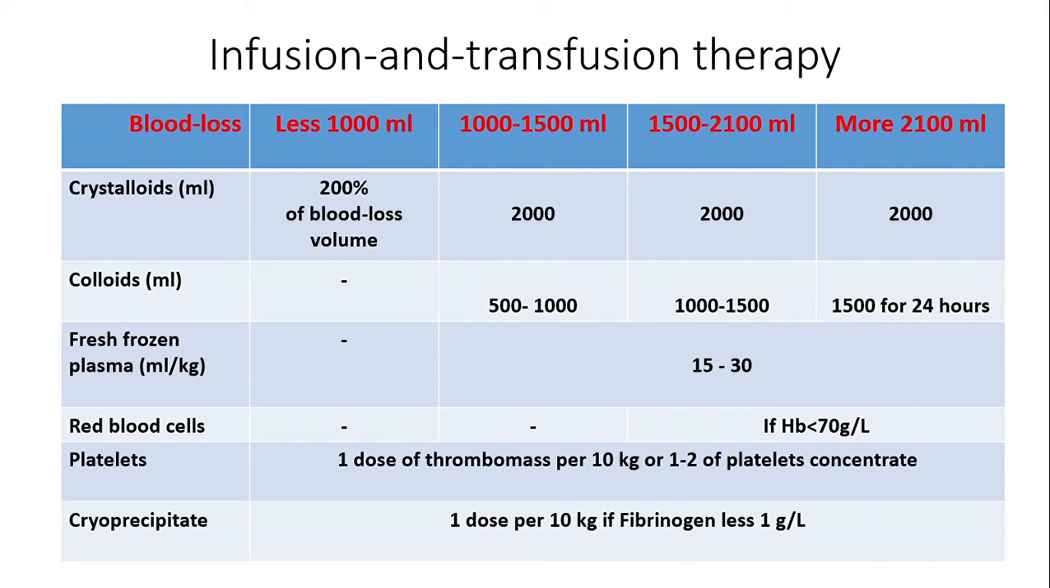And plus, you need to give some colloids, around 1 liter of colloids. Also, fresh frozen plasma is necessary. And you need to know hemoglobin level and erythrocyte level during the CBC testing. It's necessary to give blood transfusion in case of massive hemorrhage more than 1.5 liters. And cryoprecipitate usually needs to be given, 1 dose per 10 kilograms, if fibrinogen is less than 1 gram per liter.